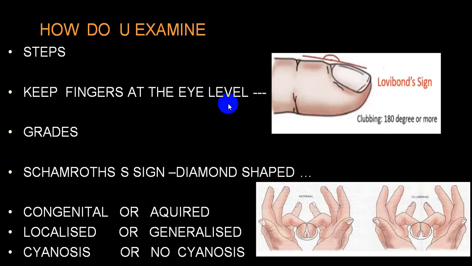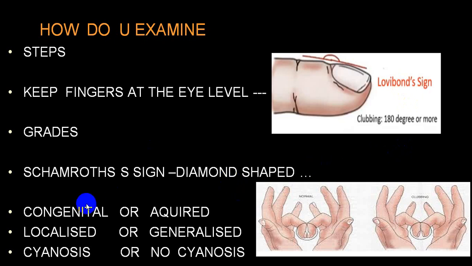So the first thing is always look tangentially at the nail bed angle, whether the Lovibond angle is more than 180 degrees or not. We call that the Lovibond sign. You can look for Schamroth sign. You can palpate the finger by a special method and look for fluctuation. In grade 1, fluctuation will be present. In grade 2, Lovibond sign will be seen. In grade 3, you will have a loss of Lovibond angle and Lovibond sign with parrot-beak appearance. And in grade 4, you will have parrot-beak appearance along with drumstick clubbing, and you might even have hypertrophic osteoarthropathy.